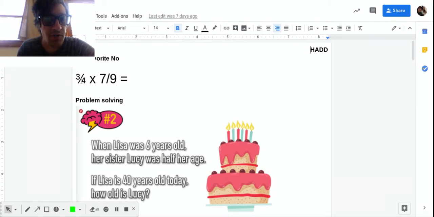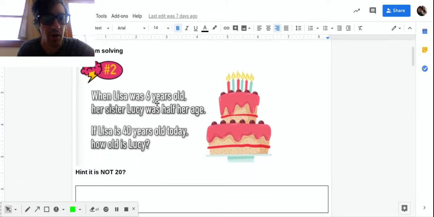Reminder for fractions in my favorite no, it's just the numerator times the numerator, denominator times the denominator. Your answer for the numerator times the numerator becomes your new numerator for the answer. Your denominator times denominator becomes your denominator. If you need more detail, try Monday 3. I explained it a little bit longer.